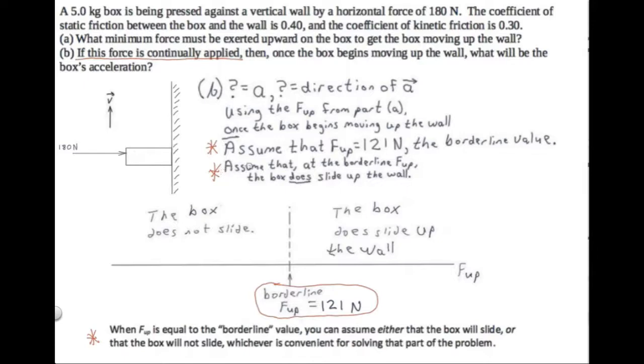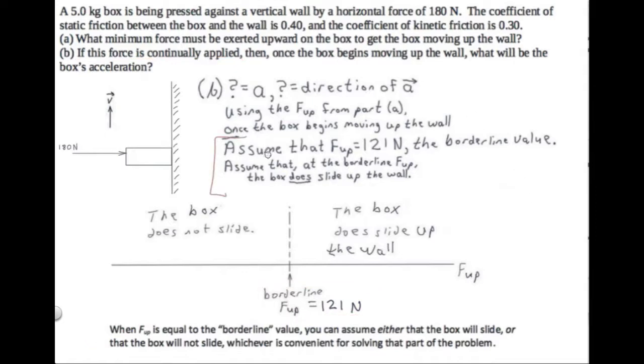For part B, let's write down our new assumption that the box will slide at the borderline value. This is the opposite of the assumption that we made for part A, but that's okay. It turns out that it's a valid problem-solving technique to change your assumption about what happens at the borderline value for different parts of the problem. We already demonstrated that approach in the previous video, and it looks like we're going to use a similar approach now for part B of this video.